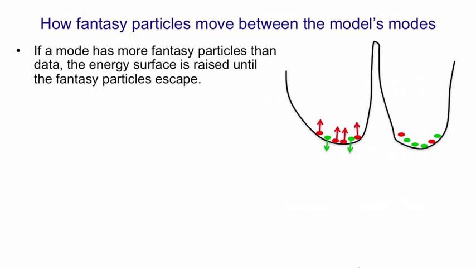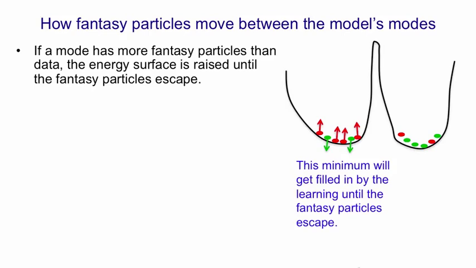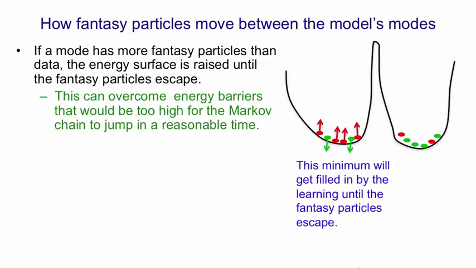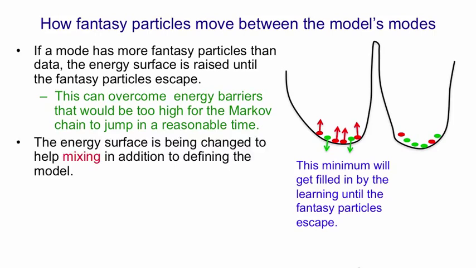But the learning will actually spill those red particles out of that energy minimum by raising the minimum. It'll get filled up and the fantasy particles will escape and go off somewhere else, to some other deep minimum. So we can get out of minima that the Markov chain would not be able to get out of, at least not in a reasonable time. So what's going on here is the energy surface is really being used for 2 different purposes. The energy surface represents our model, but it's also being manipulated by the learning algorithm to make the Markov chain mix faster, or rather to have the effect of a faster mixing Markov chain.